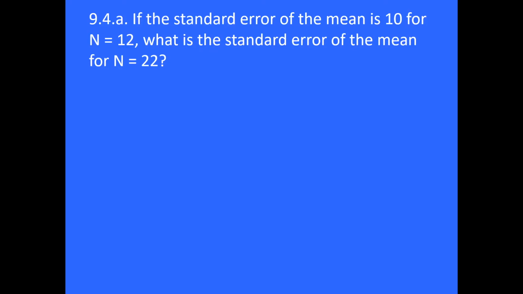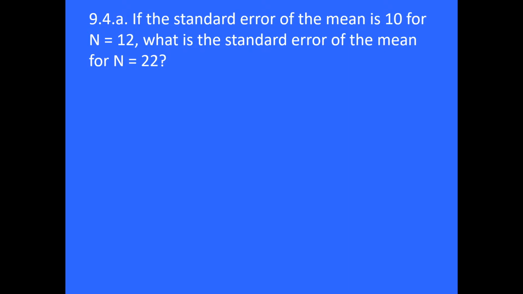In this video, we'll take a look at some of the problems from Chapter 9 that have traditionally given students trouble. Okay, so first we'll look at question number 4, and it says if the standard error of the mean is 10 for n equals 12, what is the standard error of the mean for n equals 22?